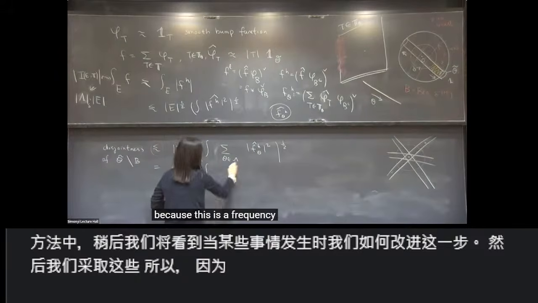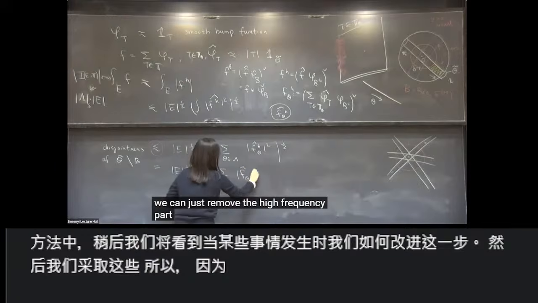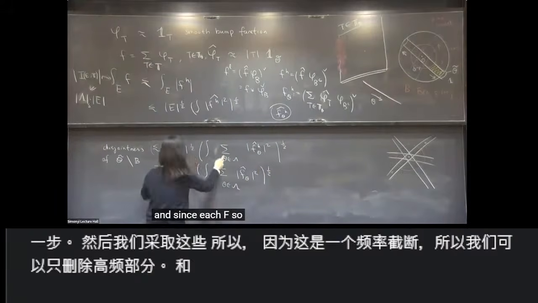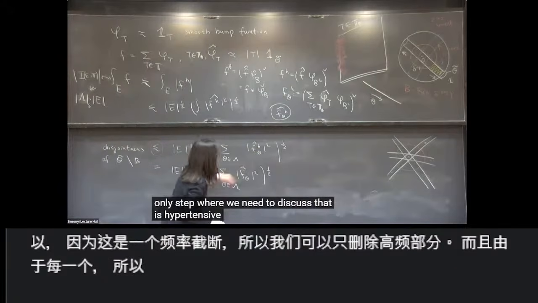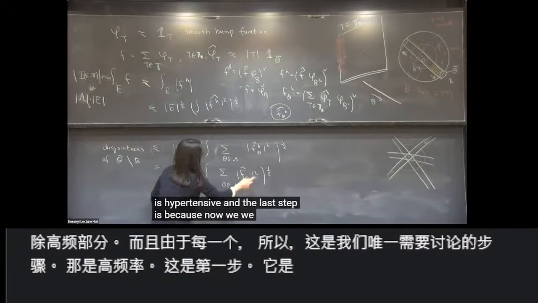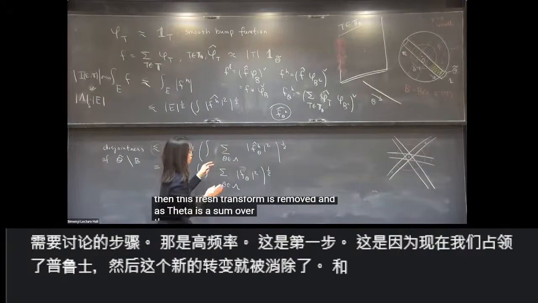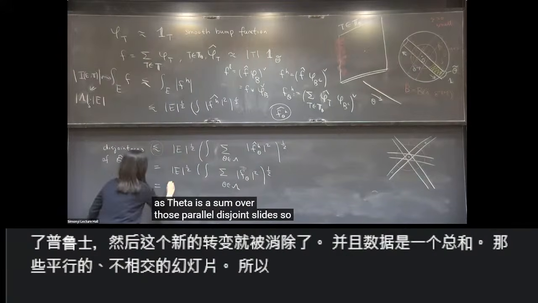Now, because this is a frequency truncation, we can just remove the high frequency part. And since each f, this step is the only step where we need to discuss that it's high frequency. And the last step, because then we take partial and this Fourier transform is removed, f theta is a sum over those parallel disjoint slabs.